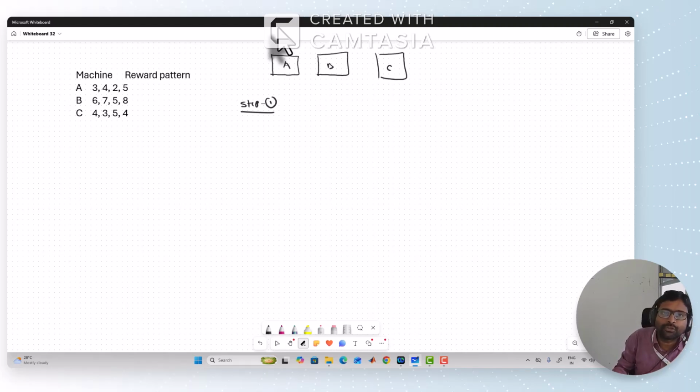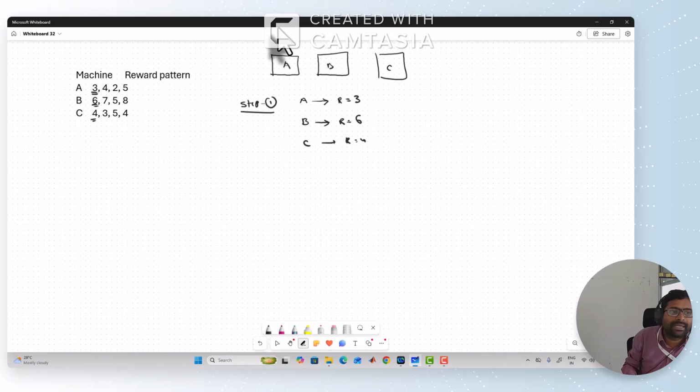Let's assume first that the employee goes to machine A and plays. When machine A participated for the first time, what is the reward? 3 rupee, so he got a reward of 3 rupee. Similarly, when he went to machine B and played, how much return? Because B participated for the first time, it is 6 rupee. Similarly, the player goes to machine C and plays there, and for the first time C participated, so the reward is 4.